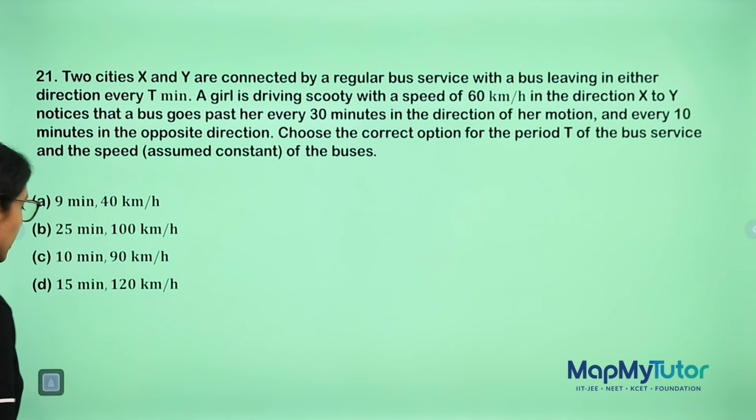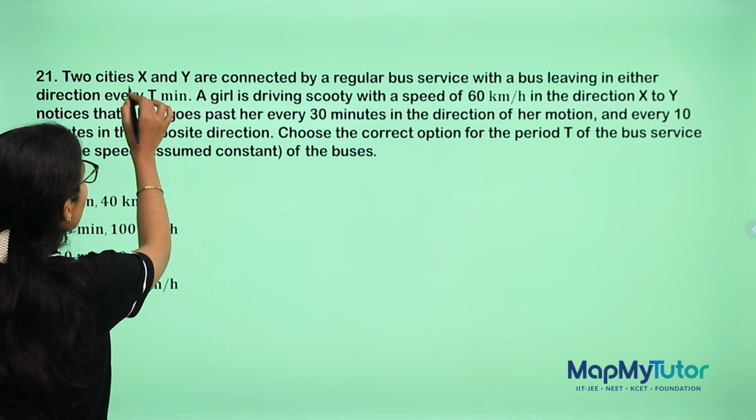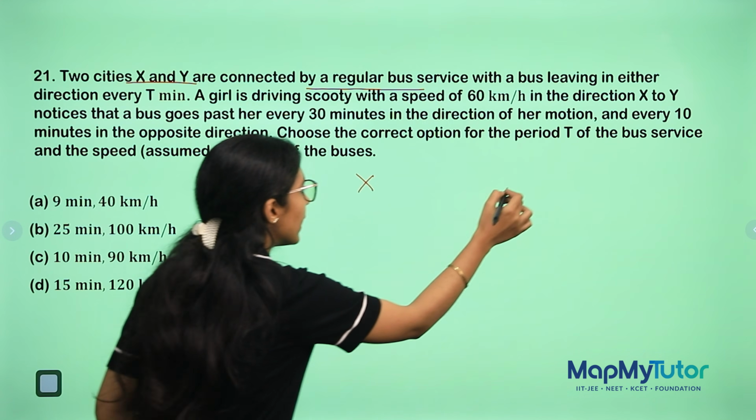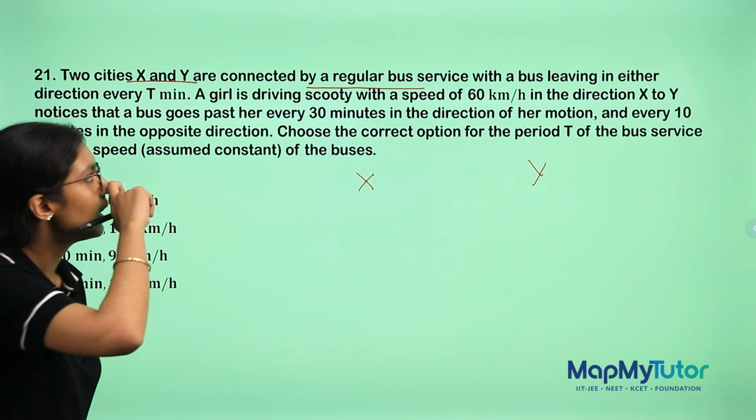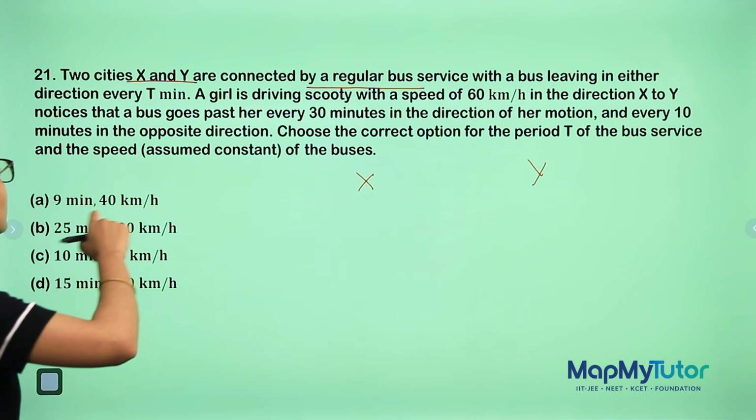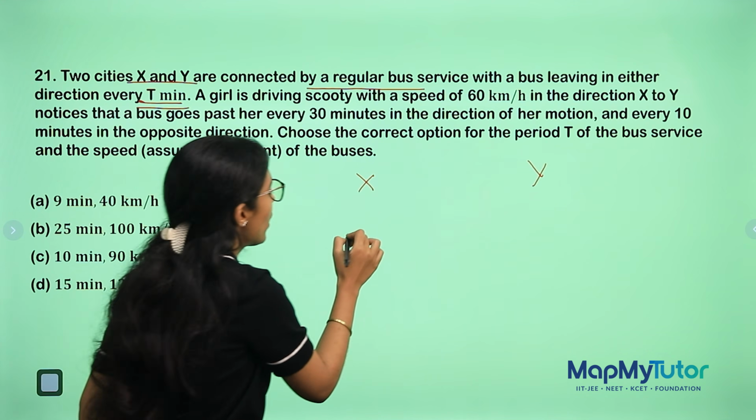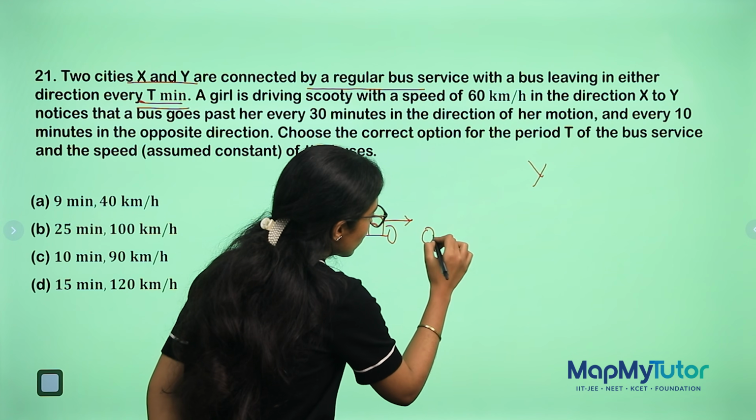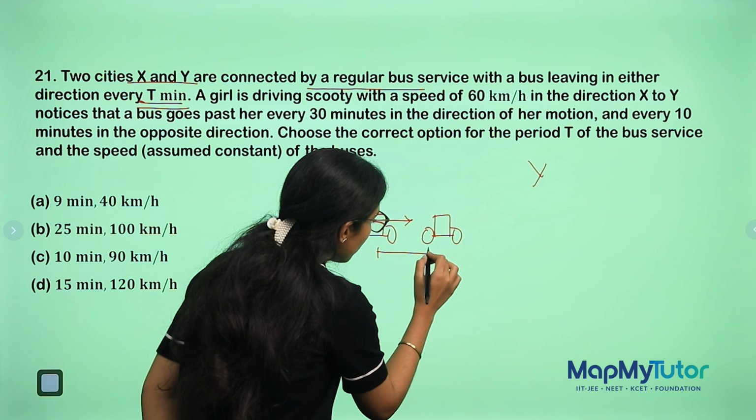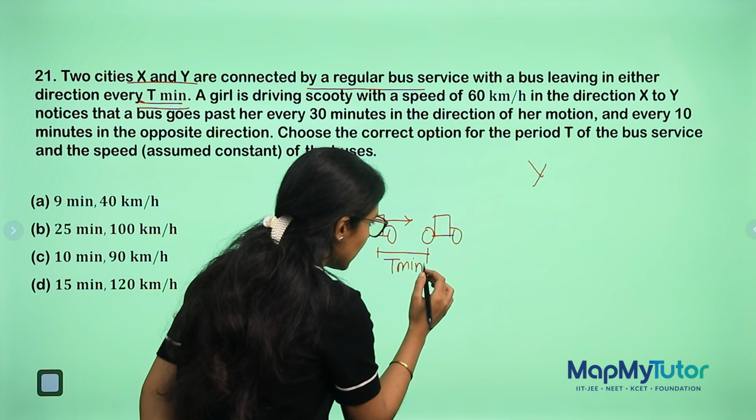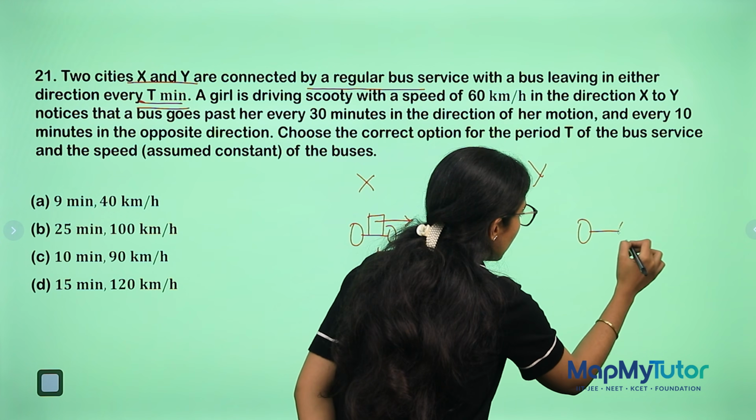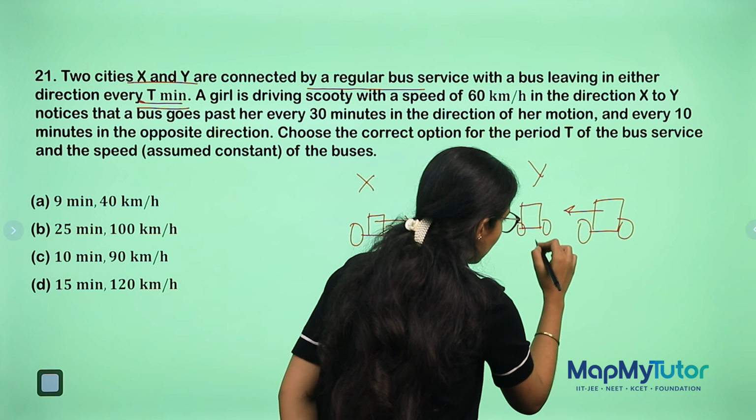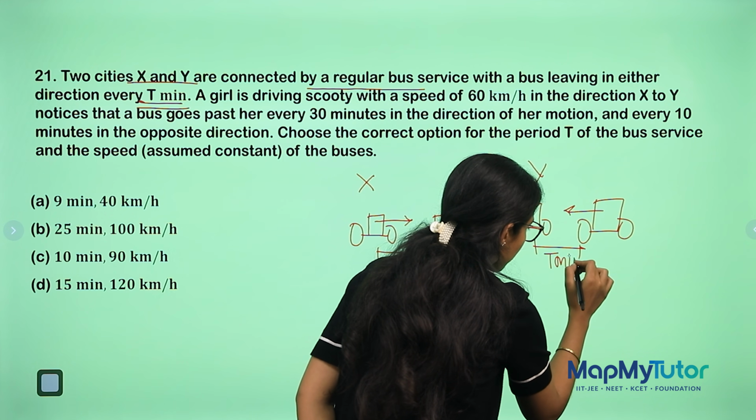Let's read the question first. Two cities X and Y are connected by a regular bus service, with a bus leaving either city every T minutes. So what does this mean? There is a bus here which leaves, and when it reaches there, after T minutes, one more bus starts. Same on that side also. A bus starts from here, and after T minutes, one more bus starts.